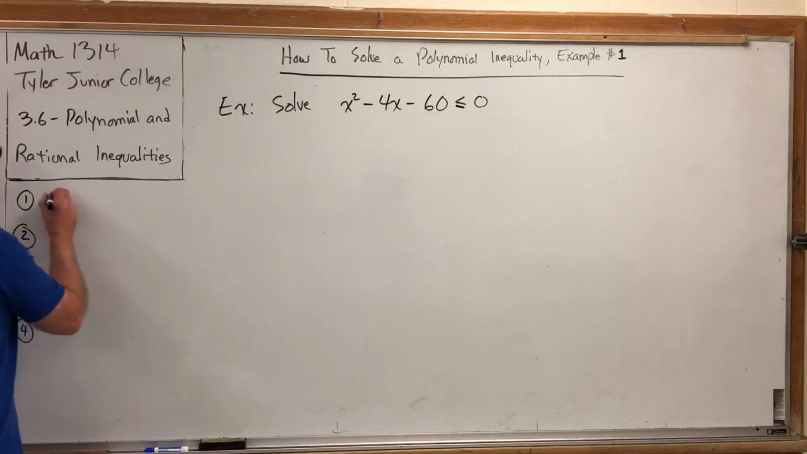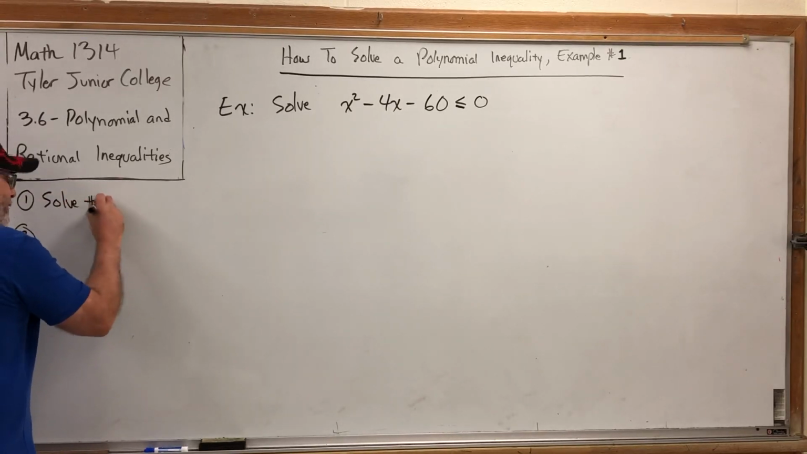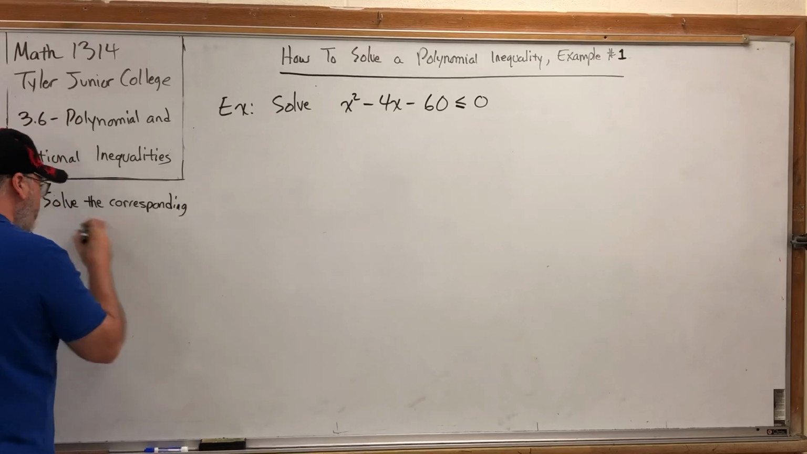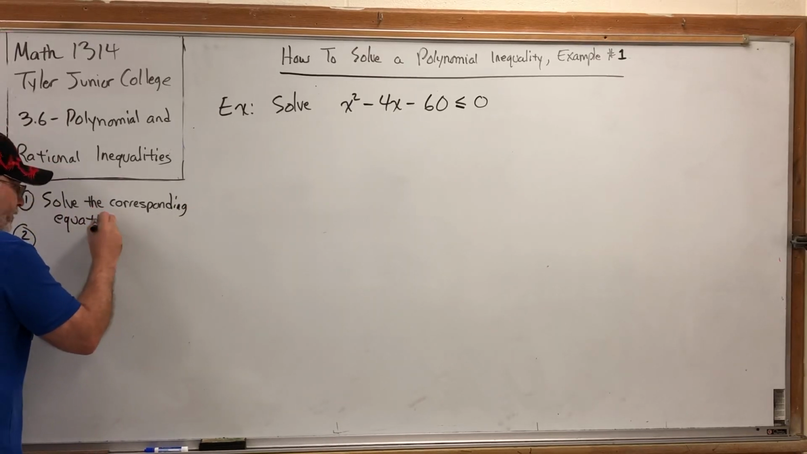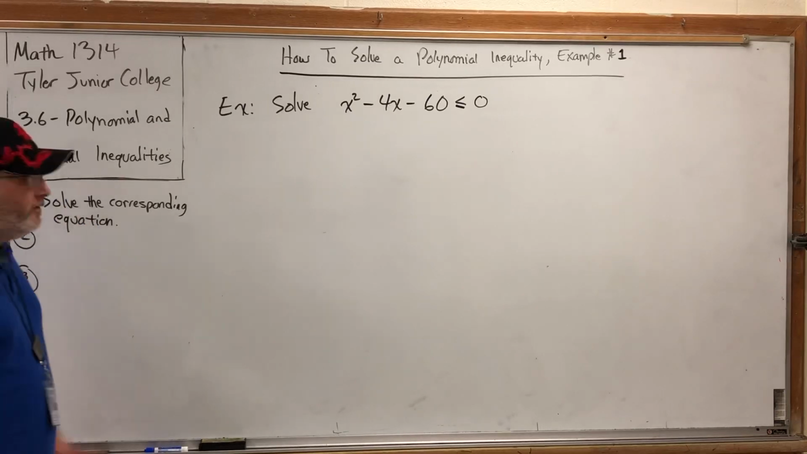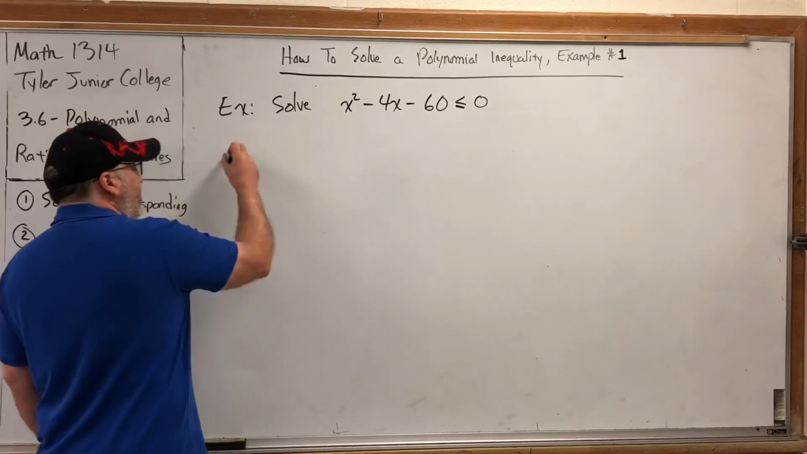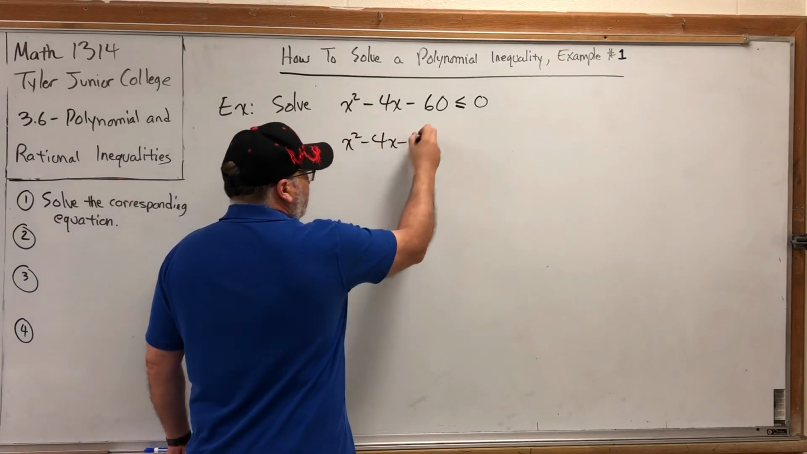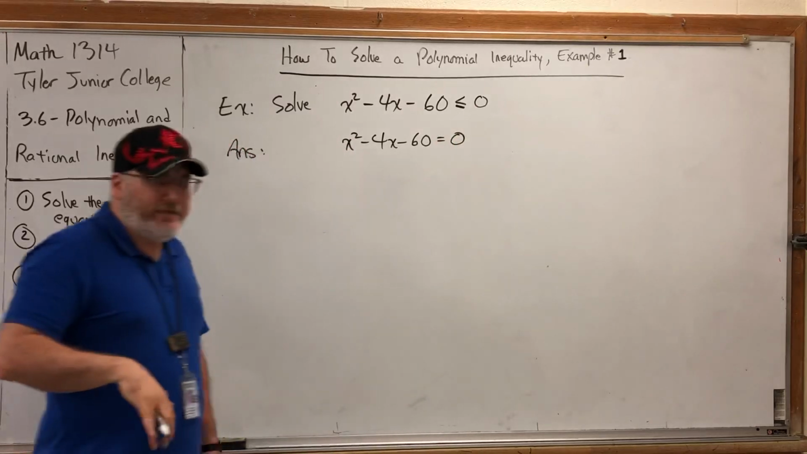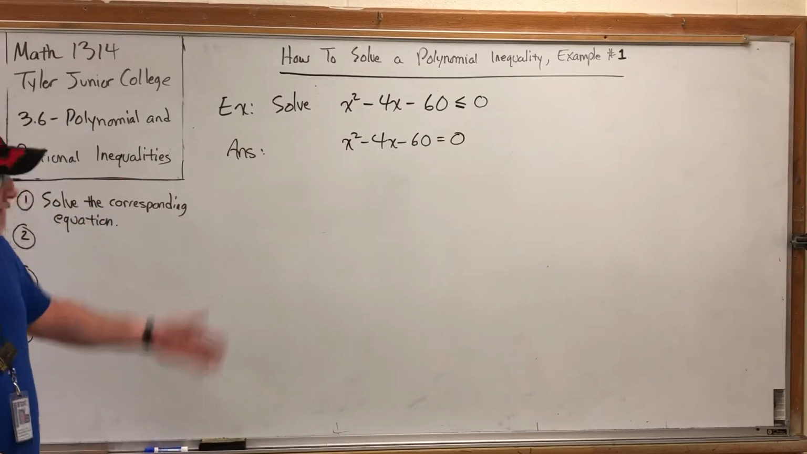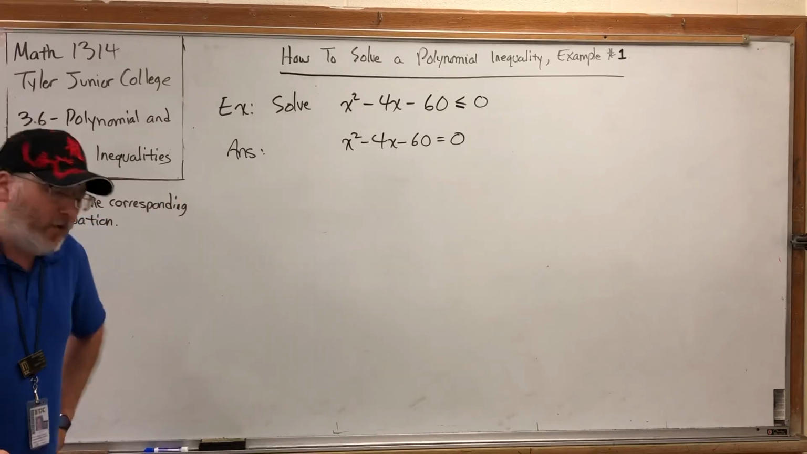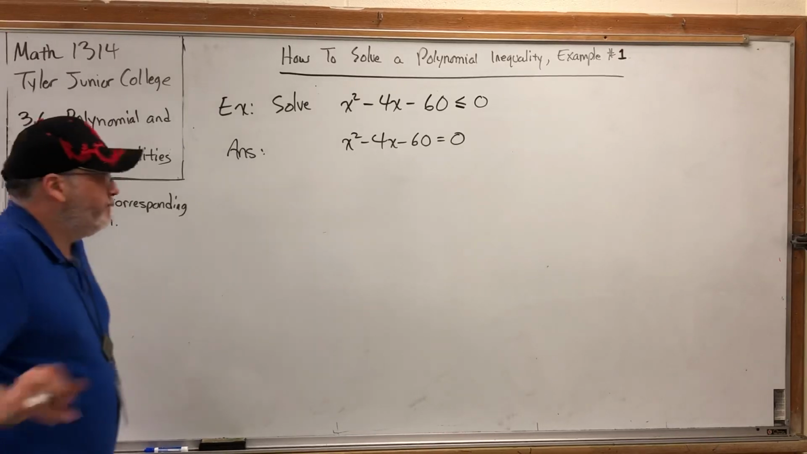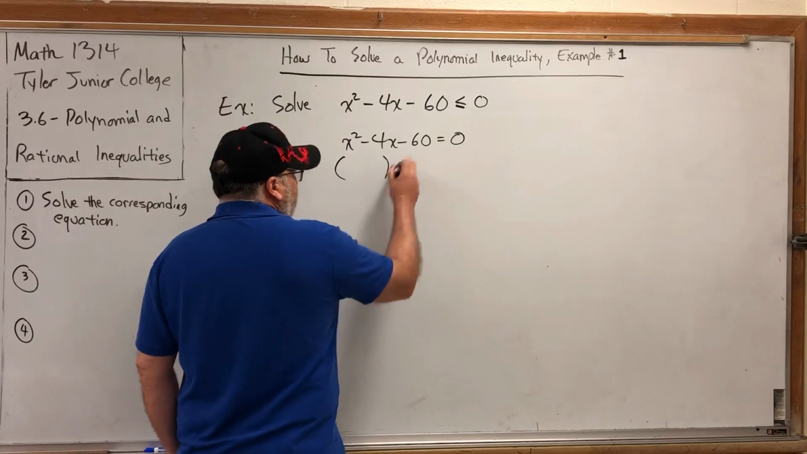So step number 1, solve the corresponding equation. Recall that an equation has an equal sign. This does not, at least not yet. So the first thing we're going to do is pretend it says equals and solve it. Now, how you solve that depends upon the caliber of the equation. This, of course, is just a quadratic equation. We'll be able to solve it fairly easily, even if that means using the quadratic formula. This one, however, we can factor.